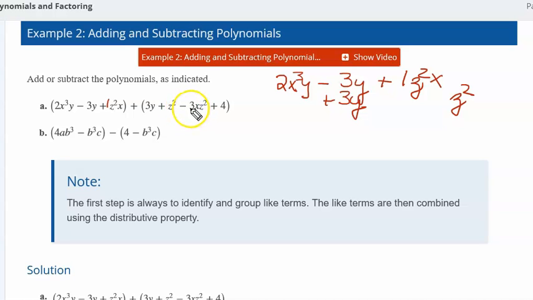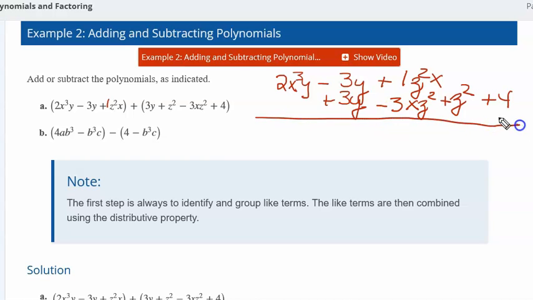Now a negative 3xz squared. Now notice I said you could reverse this. So this would actually go here, a negative 3xz squared. Even though the letters are reversed, this is still considered a like term. And then we have a plus 4, which doesn't match up with anything. So we just add them all up.